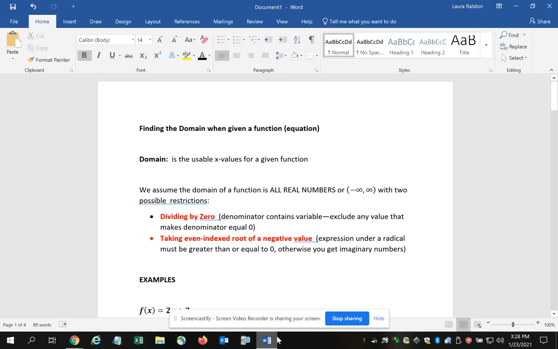A number of you have expressed difficulty with finding the domain of a function when you're actually given the equation of that particular function. So I want to walk through some examples, but before we do that, I want to give you a little bit of background information.